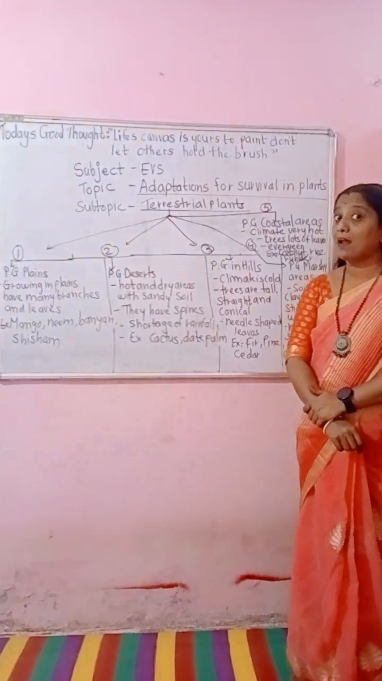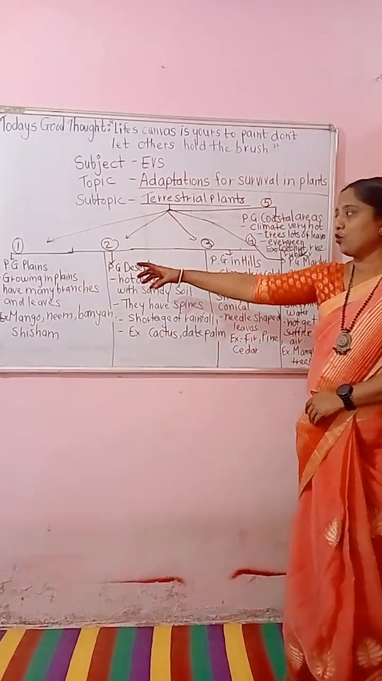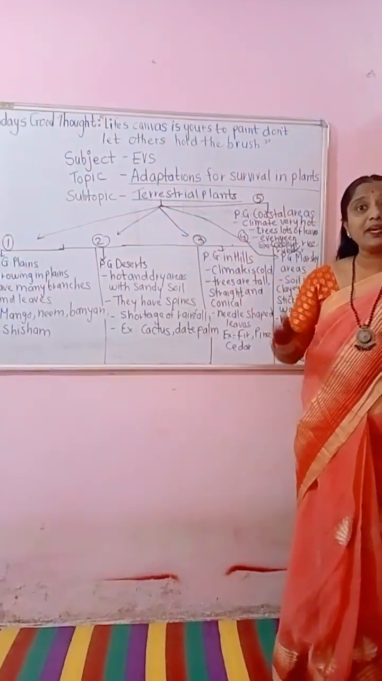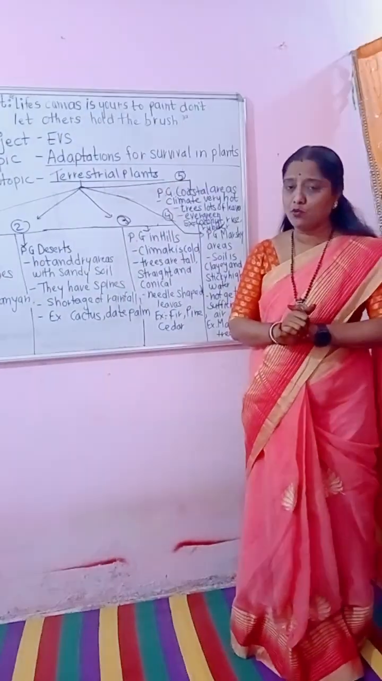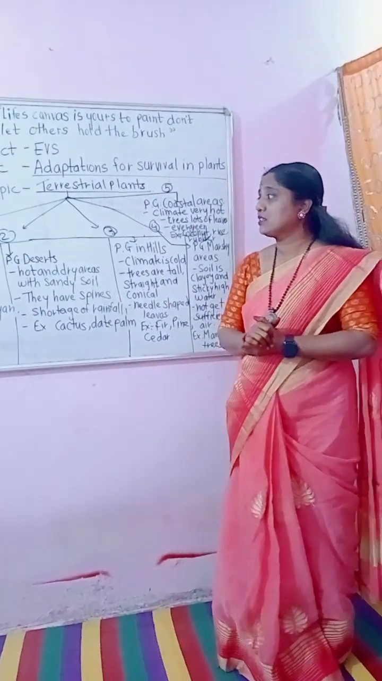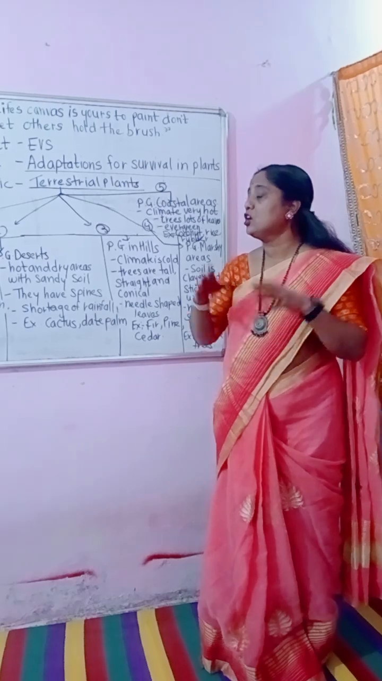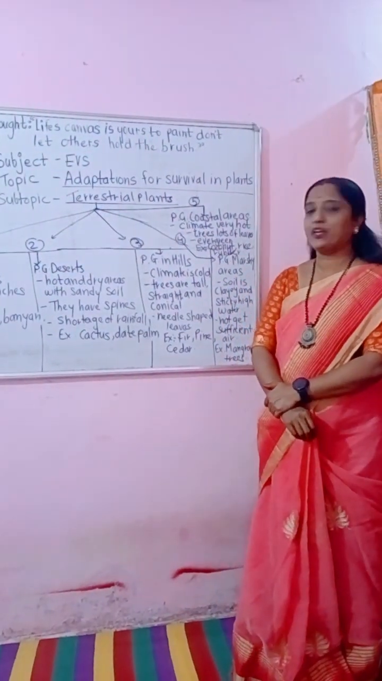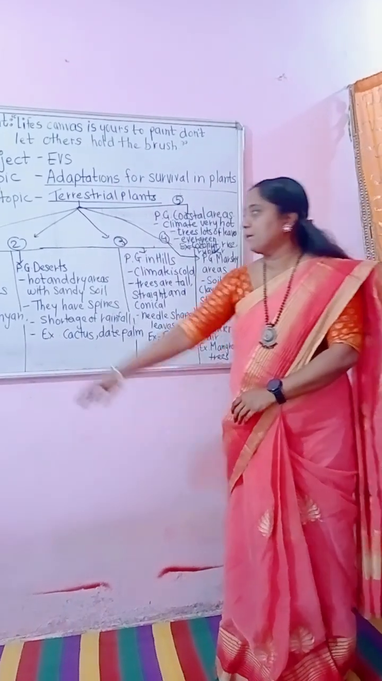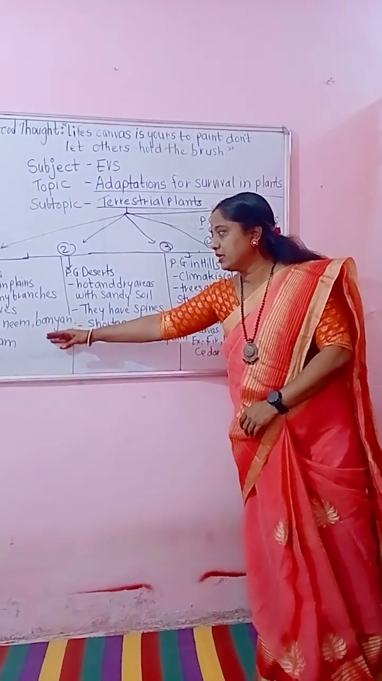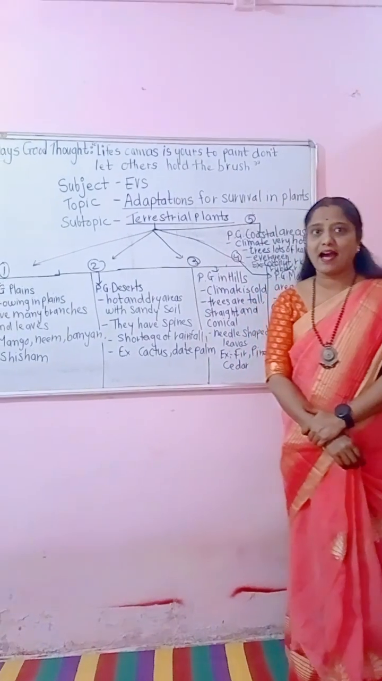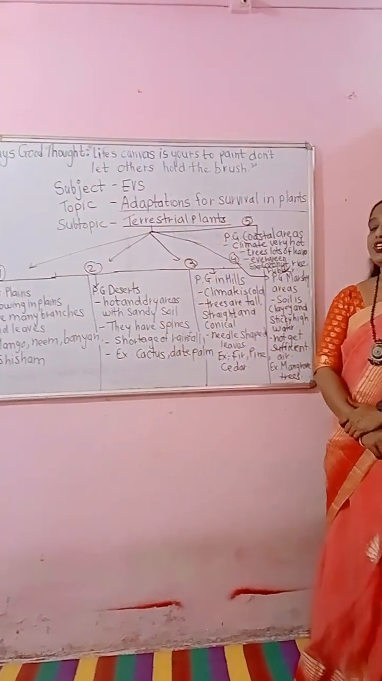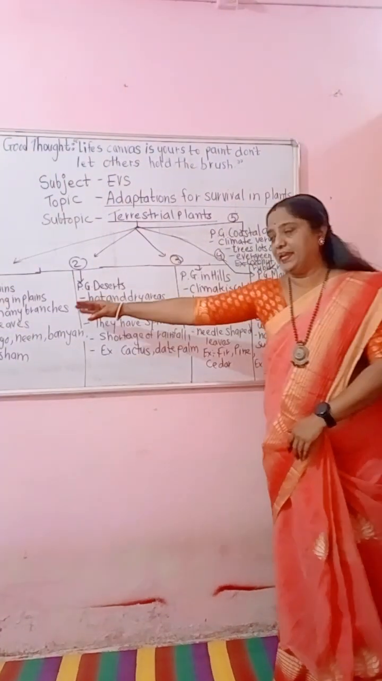What is the meaning of plants that grow in the plains? The plants that grow in the plains have many branches. How is the structure of the trees? The trees have many branches and many leaves. For example, I want to give mango, neem, banyan and shisham. These are the names of the trees which grow in the plains.